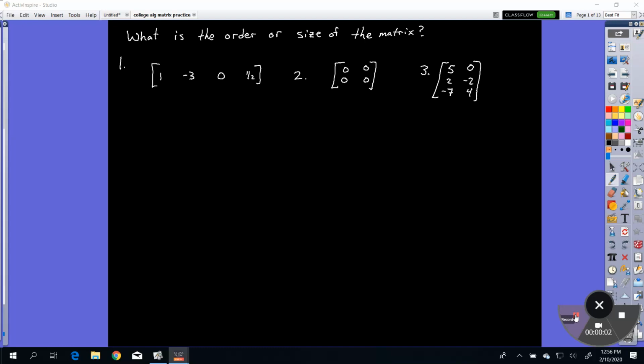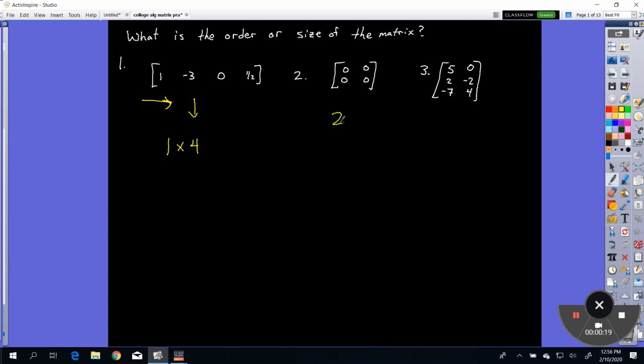So the first problem says to go ahead and find the size or order of these. So remember, we go rows by column. So rows go this way, columns go this way. So there's one row and 4 columns. So the first one's 1 by 4.